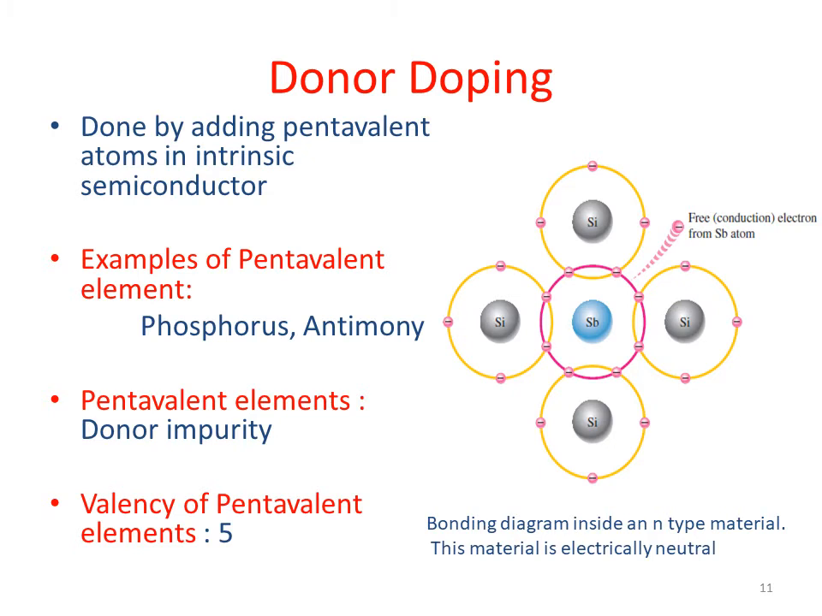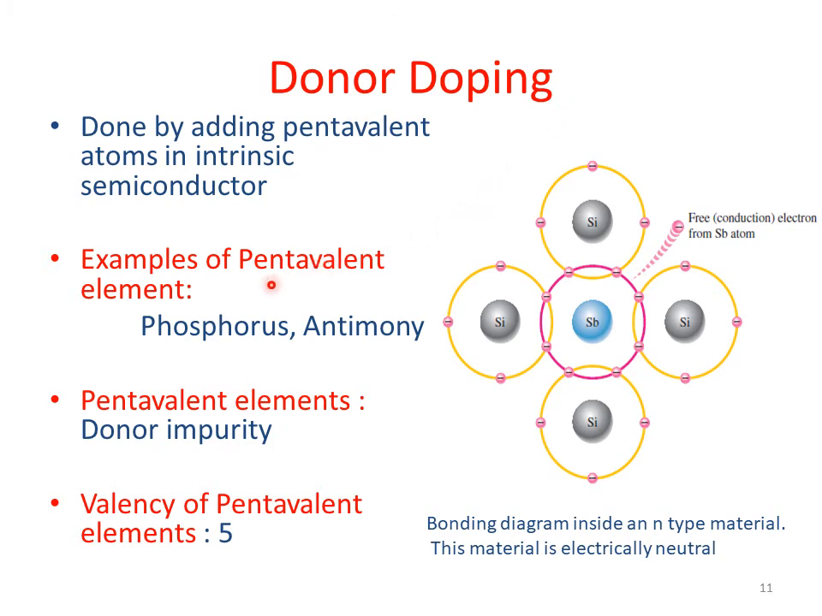Let us see the donor doping first. Donor, as the name suggests, simply means that something will be donated, कुछ दिया जाएगा. First of all, when we add the elements of group 5A to the semiconductor material, then such a doping is called as a donor doping. The group 5 elements have a valency of 5. That is why they are called as pentavalent elements. When we add them to the semiconductor material, this is called donor doping.